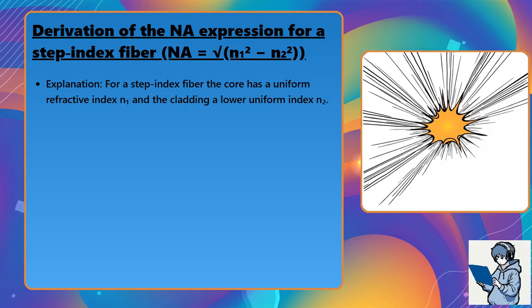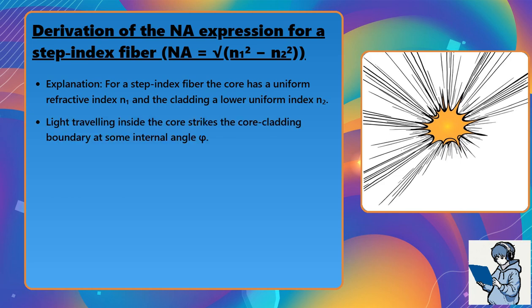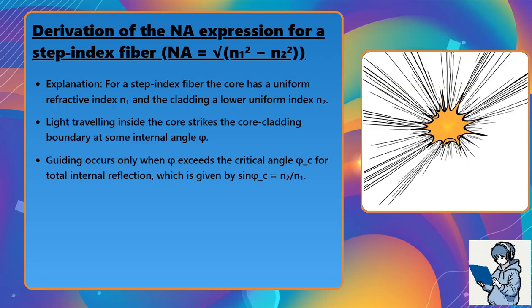Explanation for a step index fiber: the core has a uniform refractive index N1, and the cladding a lower uniform index N2. Light traveling inside the core strikes the core-cladding boundary at some internal angle phi. Guiding occurs only when phi exceeds the critical angle phi sub c for total internal reflection, which is given by sin phi sub c equals N2 divided by N1.